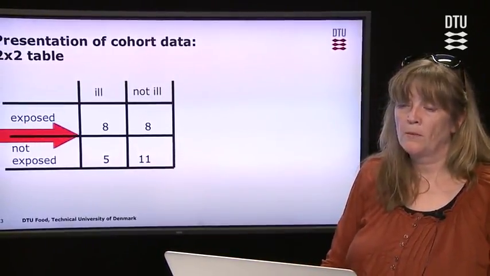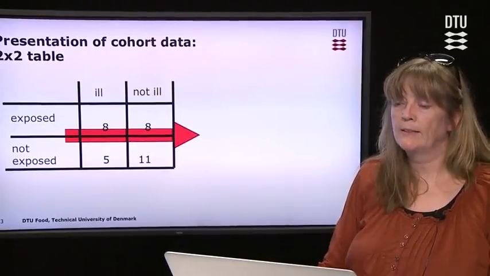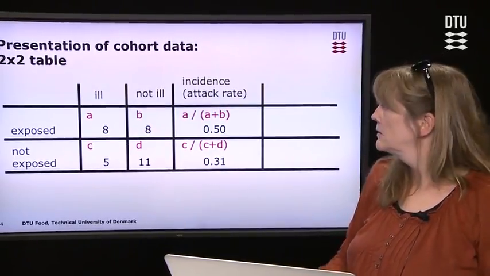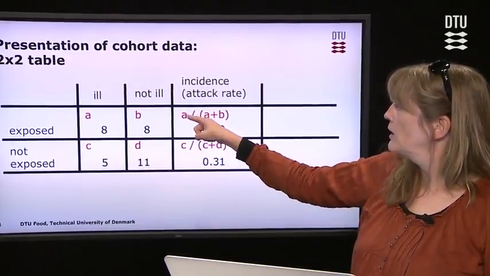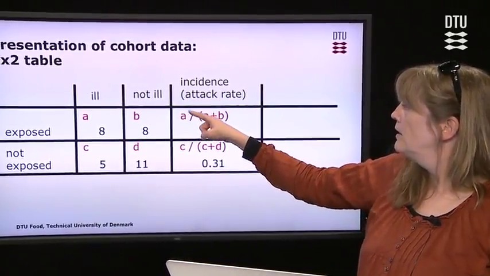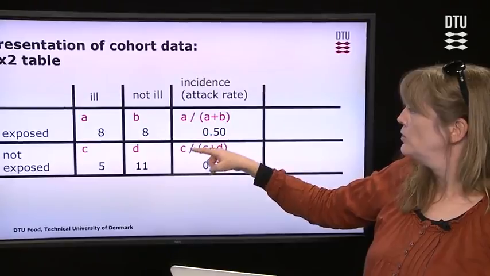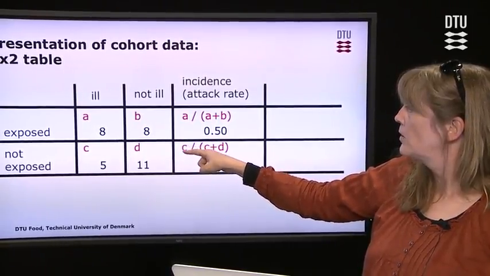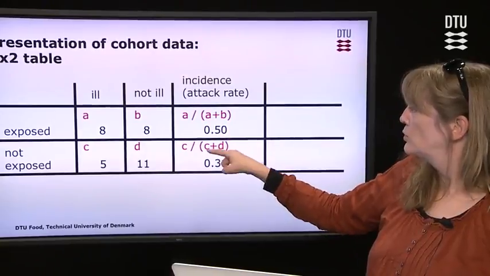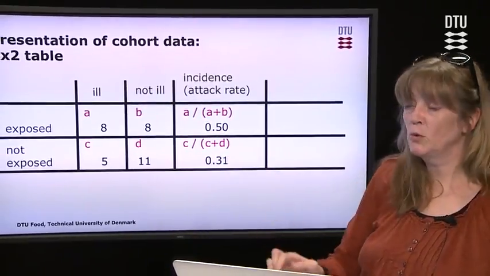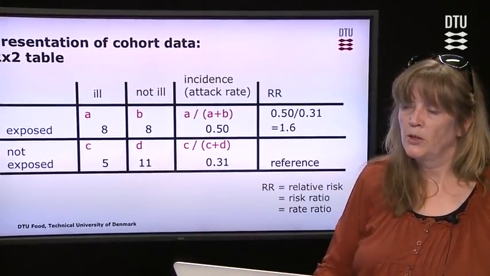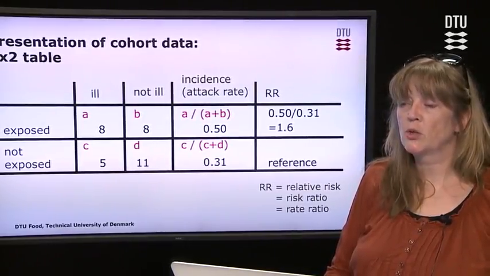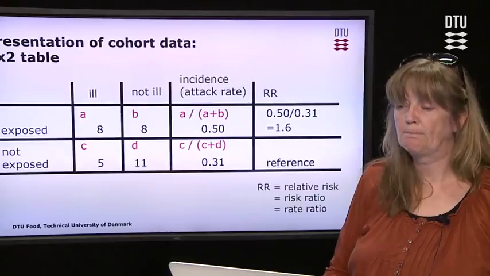So we can then calculate the attack rate. The attack rate is simply the number of ill out of the total number of exposed, and the attack rate for the not exposed is the number of ill out of the total number of not exposed. And these two rates you can divide and get the relative risk, which in this situation is 1.6.